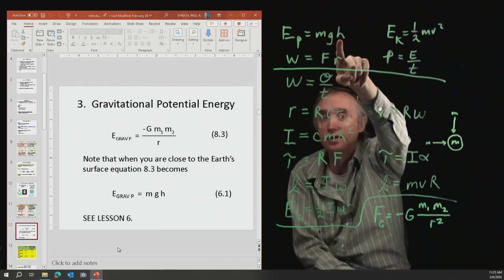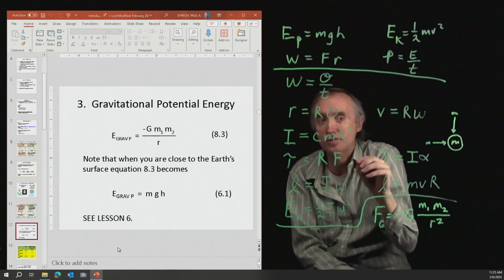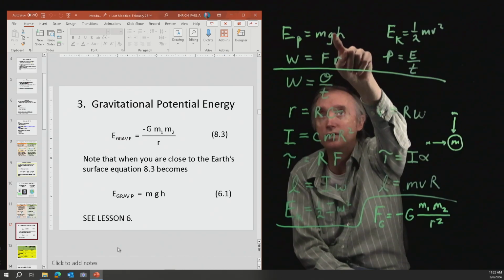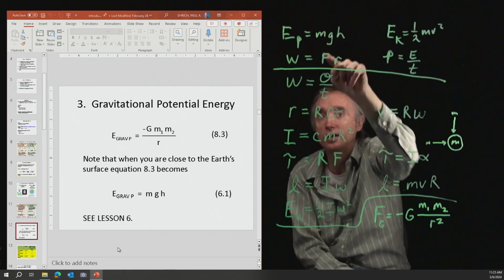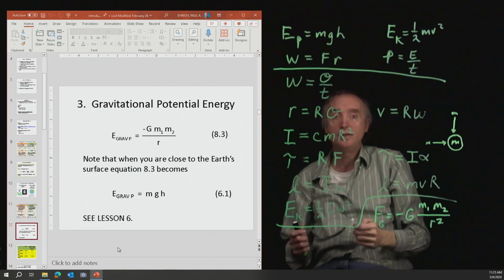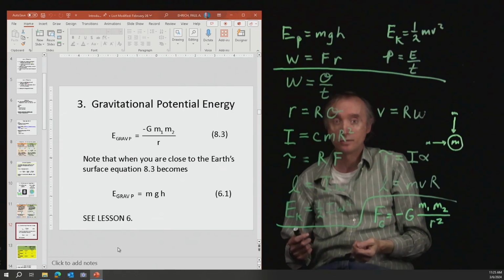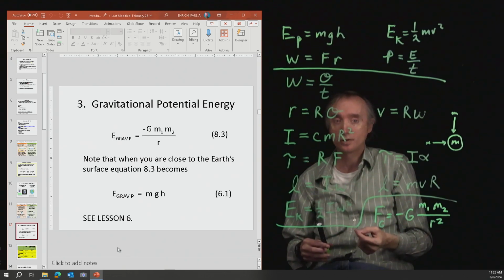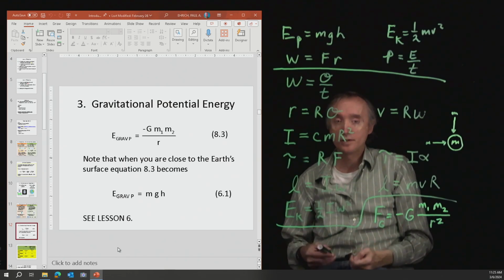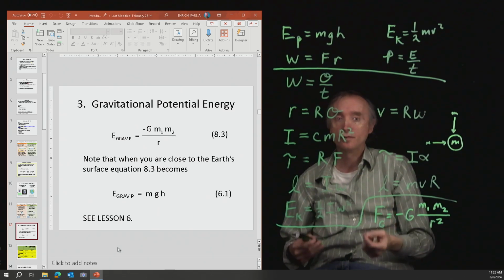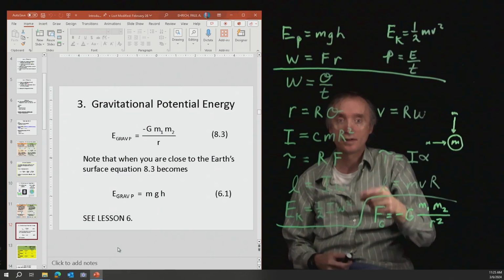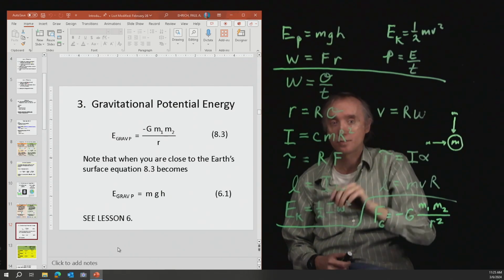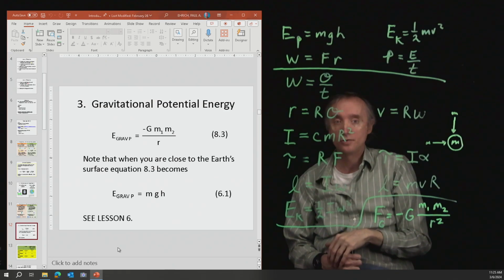But the difference is that the mass of the other object is contained in this g thing. So that g thing is the 9.8 meters per second squared thing. And so that is an approximation for the gravitational field at the surface of the Earth. So the top equation, equation 8.3, becomes equation 6.1 when you're very close to the Earth's surface.